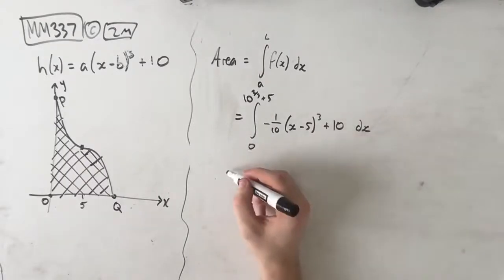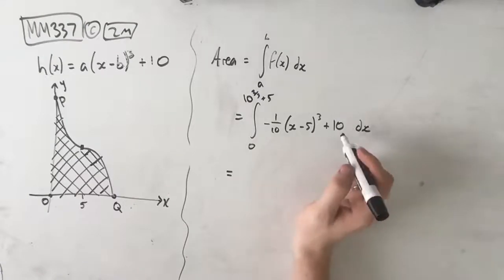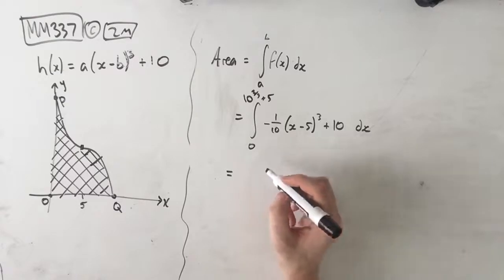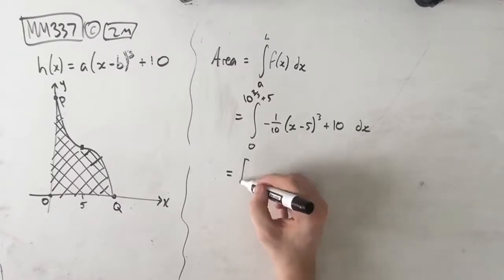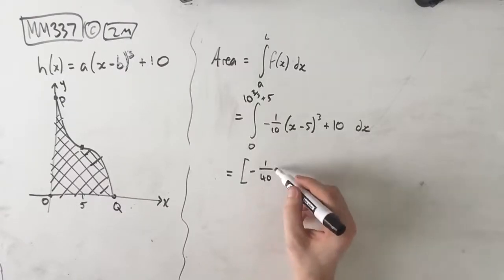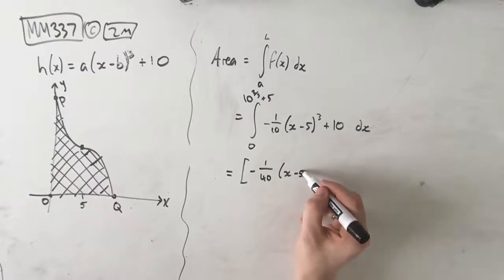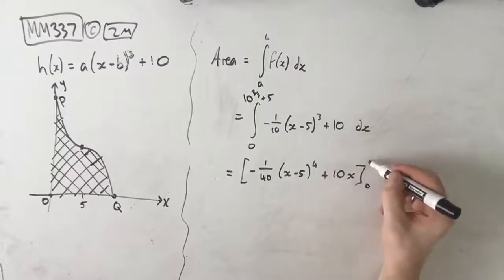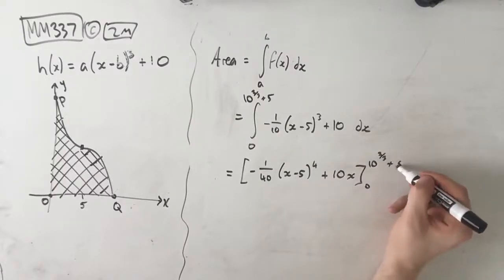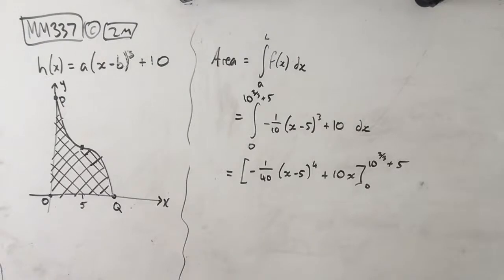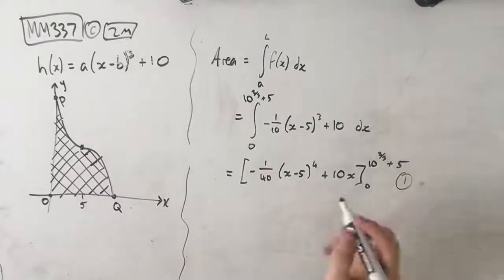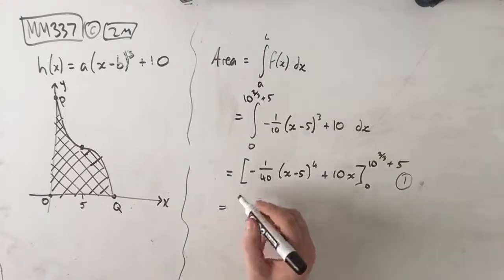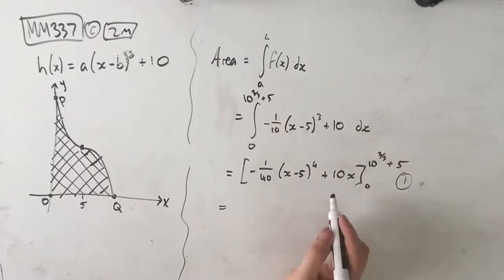Sweet. Now you do have your CAS for this question again, so I would actually just chuck this in your calculator and then rewrite it as if you kind of figured it out, if that makes sense. So the next line of working, you would say that it's negative 1/40 (x − 5) to the power of 4 plus 10x from 0 to 10 to the power of 2/3 plus 5. Awesome. Now, that's pretty much your first mark there, and then your second mark you're going to get for the final answer. So from here, it's best to kind of work this out as you go.